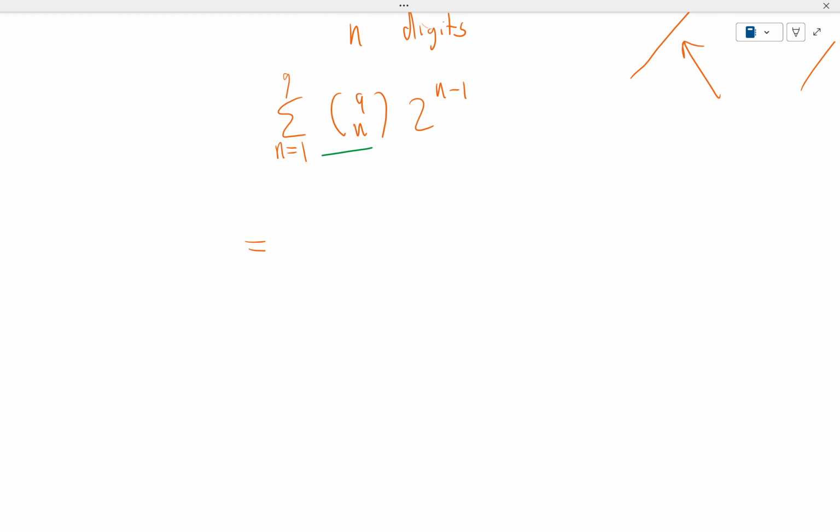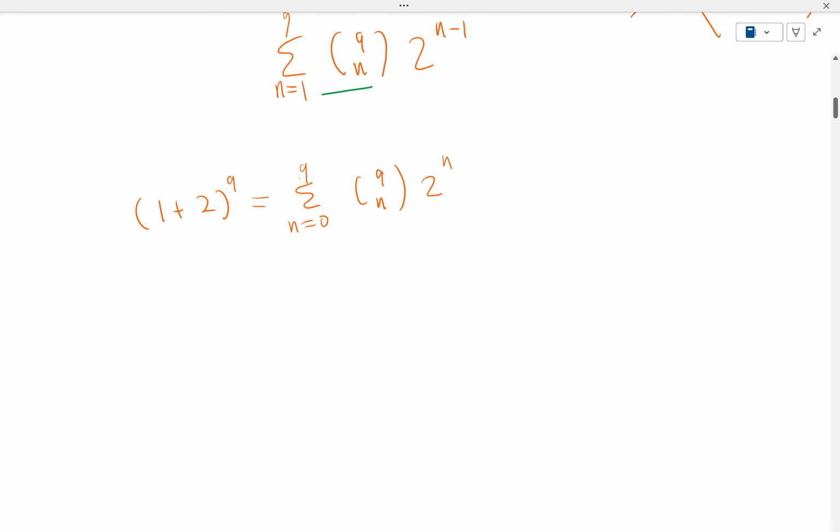So this is equal to, so notice you can use the binomial theorem to get that 1 plus 2 to the power of 9 is equal to the sum from n equals 0 to 9 of 9 choose n times 2 to the power of n. So that means this divided by 2 is just, this time, 1 less power of n.